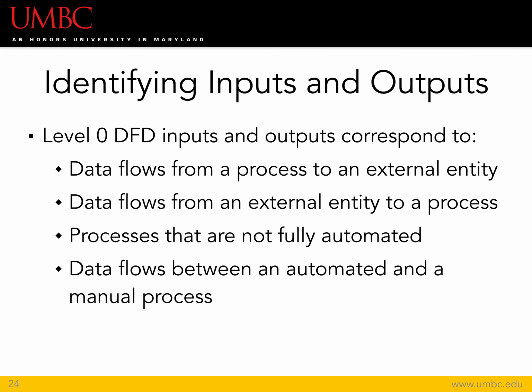So let's talk very briefly about identifying inputs and outputs in the context of some of the other things that we've talked about in this class. First, if you have a level 0 DFD, the inputs and outputs are just going to correspond directly to all of the data flows from a process to an external entity or vice versa, right? Data flows from an external entity to a process. Any process that is not fully automated, meaning not completely handled by the back end of the system, has to have some design around it. Okay, so any data flow between an automated process and a manual process has to have some user interface design because of the manual component there.